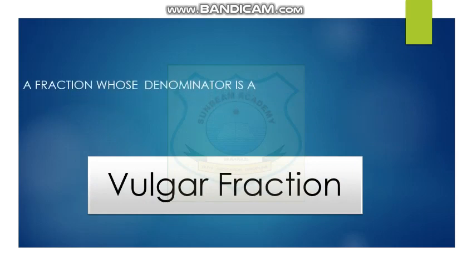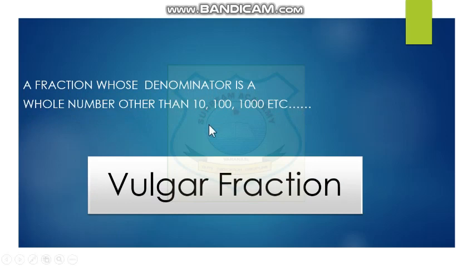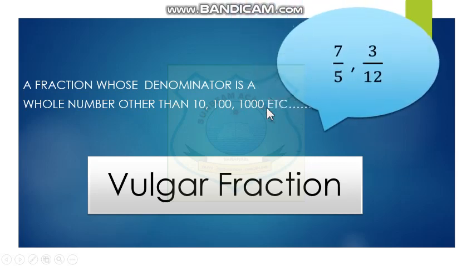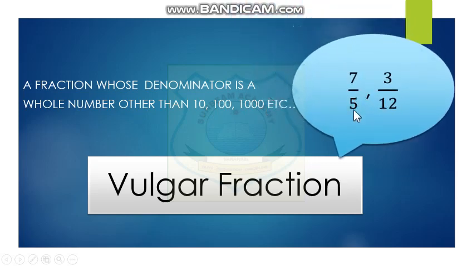Next is vulgar fraction. A vulgar fraction is one whose denominator is a whole number other than 10, 100, 1000 and so on. It will be a whole number. Whole number means it will not carry 0, but it can carry 1, 2, 3, 4 and so on, all natural numbers, but it will not contain 10, 100 and 1000. See, here in the denominator it is a number other than 10, 100, 1000 and so on. In this case also, these two are natural numbers.